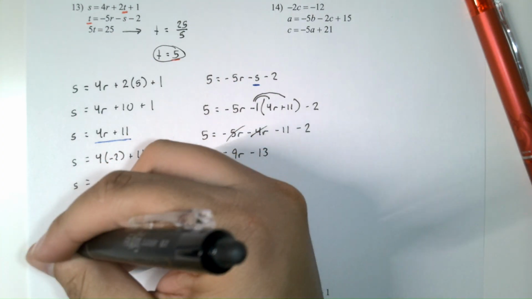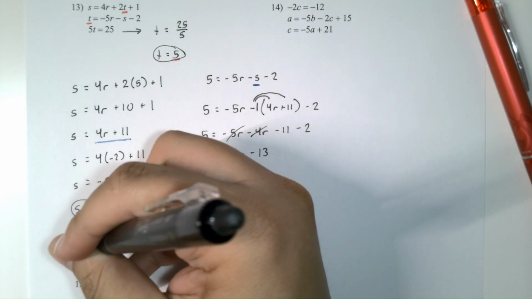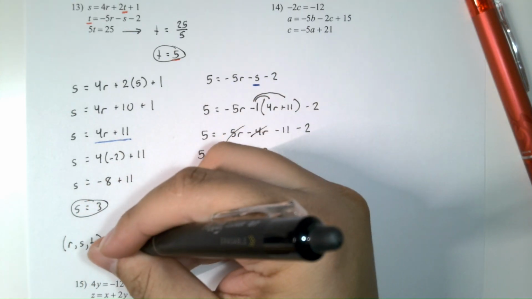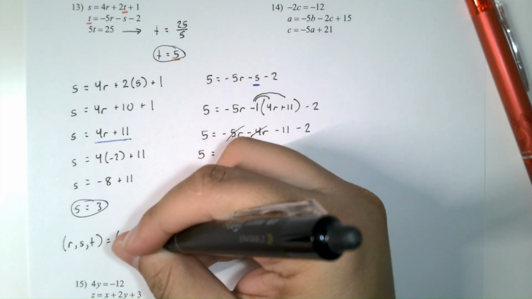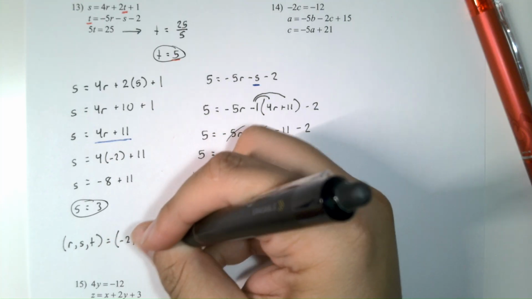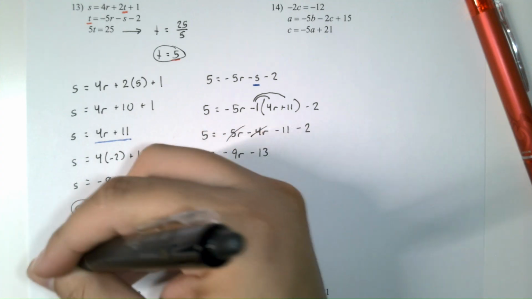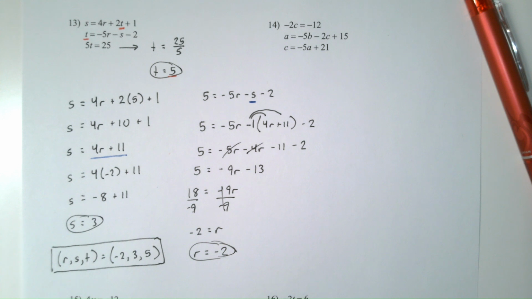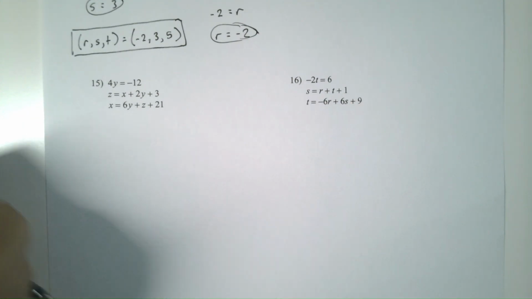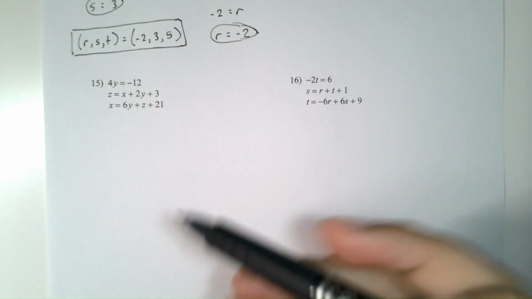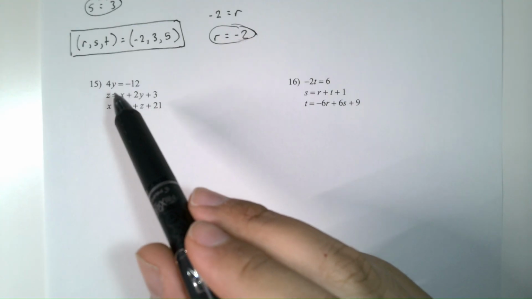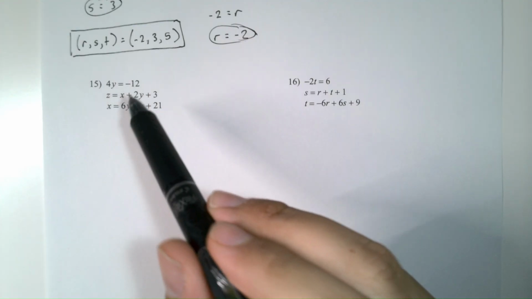And so again, keeping all of these in alphabetical order, we have R, S, and T. R is going to be negative 2, S is 3, and T is 5. And there we go. So that's how we do number 13. And the last one, let's look at number 15. So again, we're going to try to find an equation that has only one variable in it there. And in this case, that's going to be the first equation.